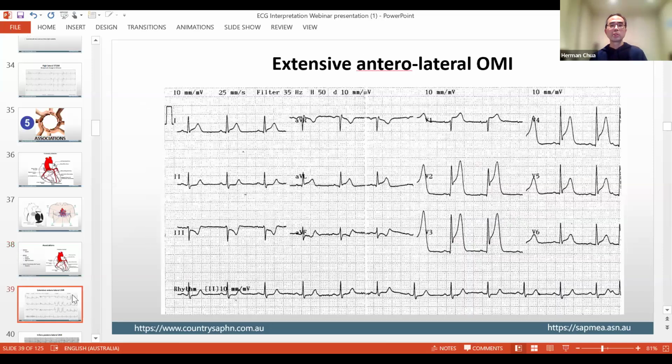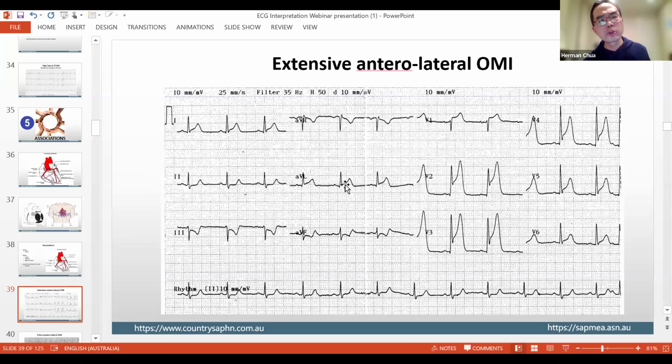And so just a couple of examples to start us off. This is easy to recognize, right? ST elevation myocardial infarction, involving leads V1, V2, V3 and all the way to V5, right? Okay. So this is an extensive anterior wall infarct, right? And let's look at leads 1 and AVL. There's ST elevation there as well, right?